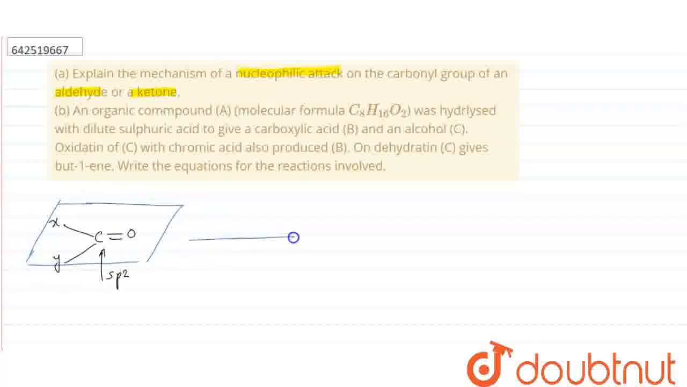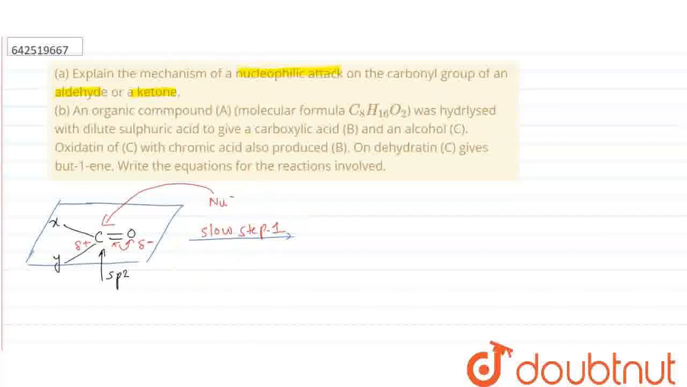Okay. Now we are discussing the attack of a nucleophile, and the nucleophile will attack the carbon. Why carbon? As we know, in carbon and oxygen, the pi bond shifts to the oxygen because oxygen is more electronegative. So oxygen will acquire a partial negative charge and carbon will acquire a partial positive charge. So the nucleophile attacks an electrophilic center, that is carbon. Okay, and this step is a slow step. It is a slow step, and it is the first step.